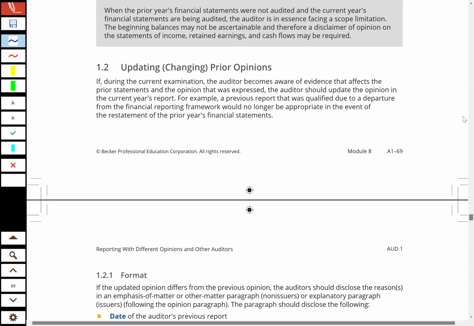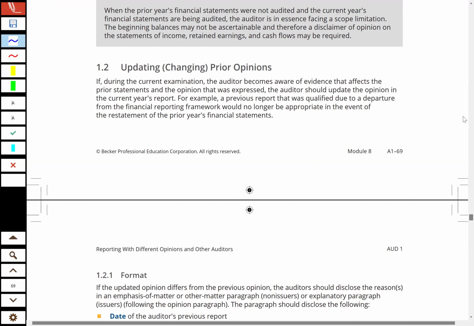Professor, if the auditor changes his opinion, does it fall under the ethics of auditing? I didn't quite get all that. Can you say that again? Like if the auditor changes his opinion, does it fall under the ethics of doing audit procedures, or it may affect it?